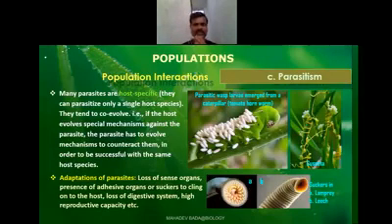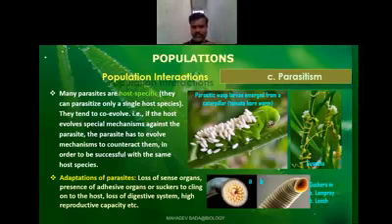And how have the parasites been adapted? Parasites do not have a highly developed digestive system or sense organs. But how can they survive? Some adaptations have been undergone in the parasites. One is a loss of sense organs. Another is the presence of adhesive organs or suckers. You can see the sucker shown in the diagram. With the help of the sucker, they cling on to the host organism to get nutrition.